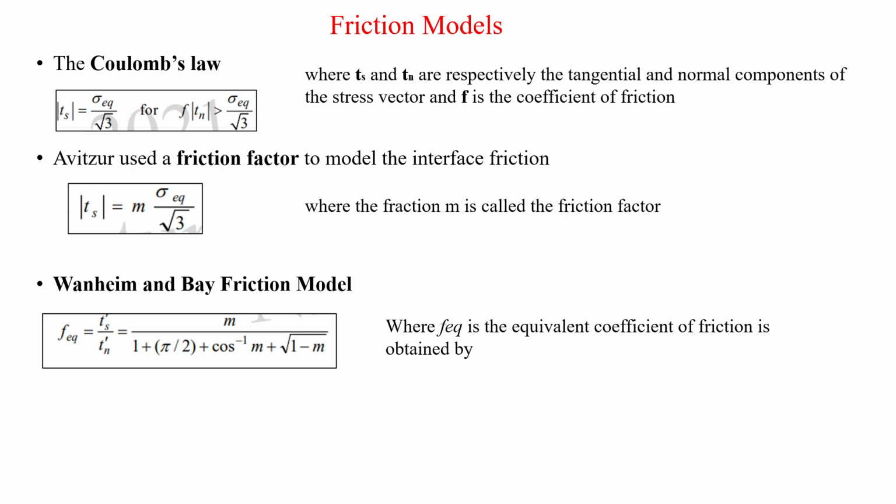See, we are finding the same thing only, but different scientists have different approaches to solving different conditions. So different formulas are coming. As we keep evolving, different formulas are coming, and it is making things complex. We are finding the same thing only. So the Wanheim and Bay friction model gives F equivalent, which is equal to this. So these are the various formulas you need to understand and keep in mind.